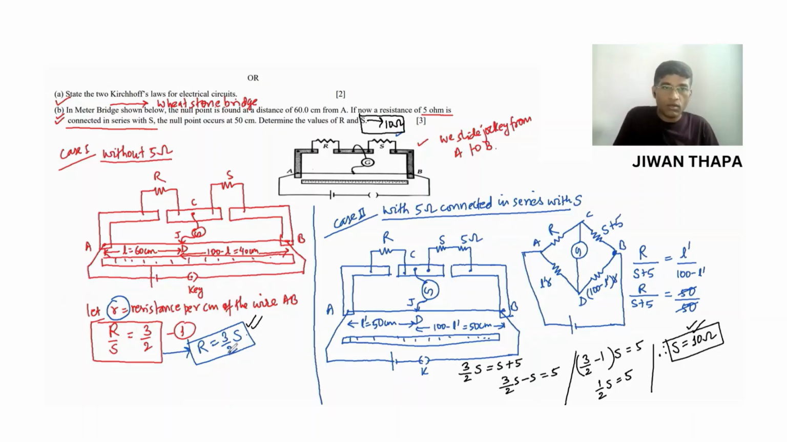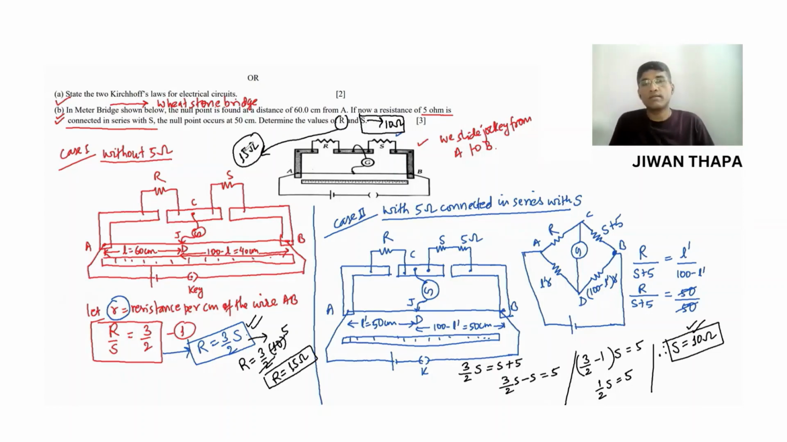Now we can find the value of R from this equation. So R is 3 by 2 times 10. So R is 15 ohm. So the value of R is 15 ohm. So we get this.